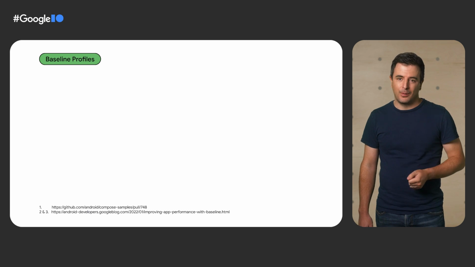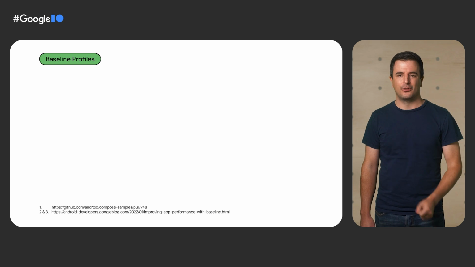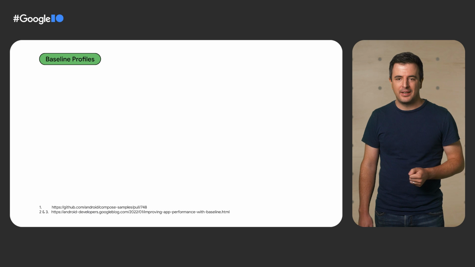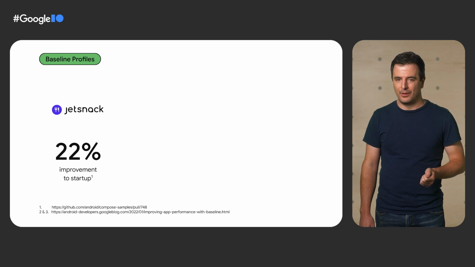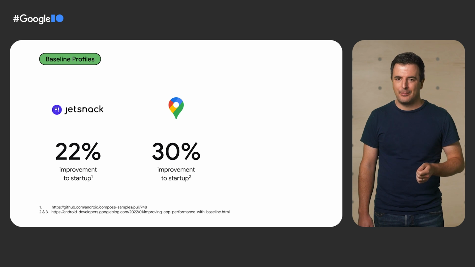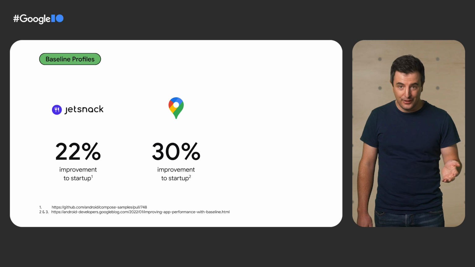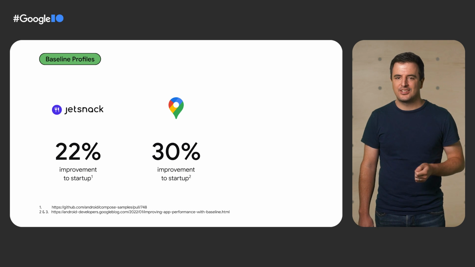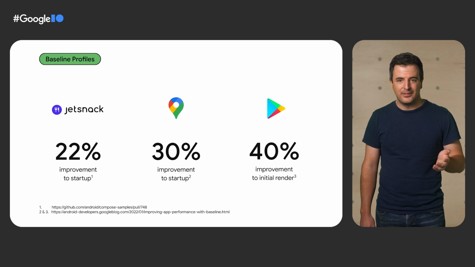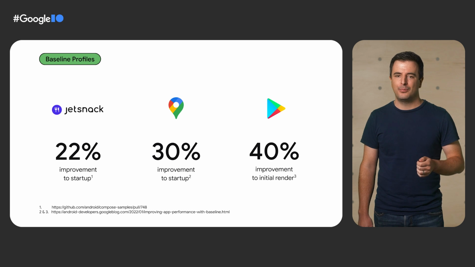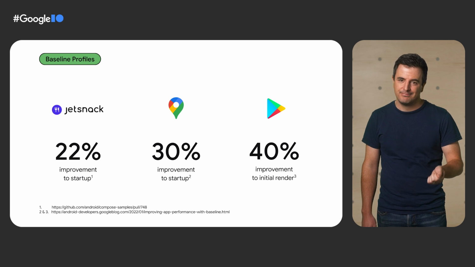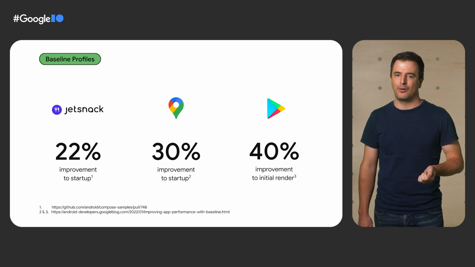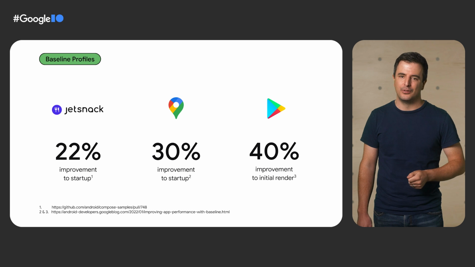When a profile is properly optimized, it can have a massive effect on your app's performance. By adding a baseline profile to one of our Compose samples, JetSnack, we improved our startup performance by 22%. Google Maps added a profile to their app and improved their average startup time by 30%. It's not just startup performance that has improved though. Play Store added a profile to their app and were able to improve the initial rendering time of the search page by 40%. As you can see, adding a baseline profile can be one of the best things you can do for your app's performance.